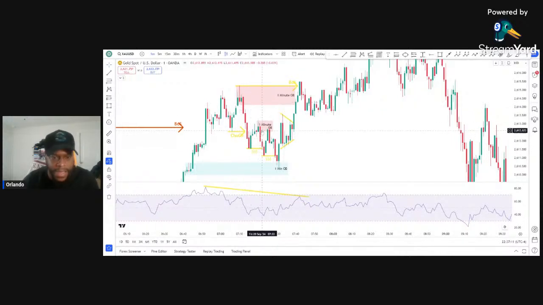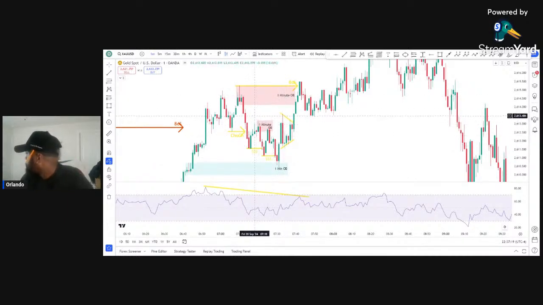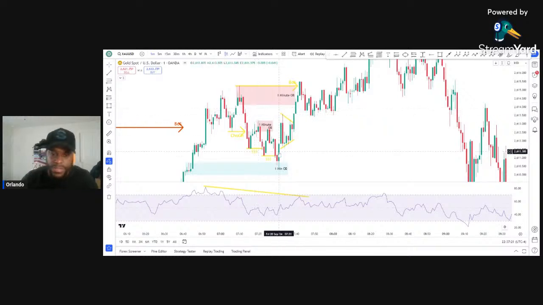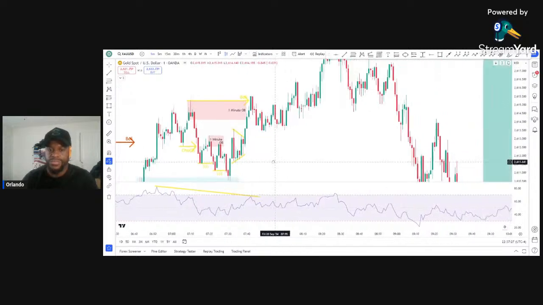Boom, it came back and did what? Mitigated demand zone, bullish engulfing candlestick. Boom, there go your buy. There's your buy entry. So here's your accumulation, reaccumulation, and then bam, there's your bullish breaker structure.